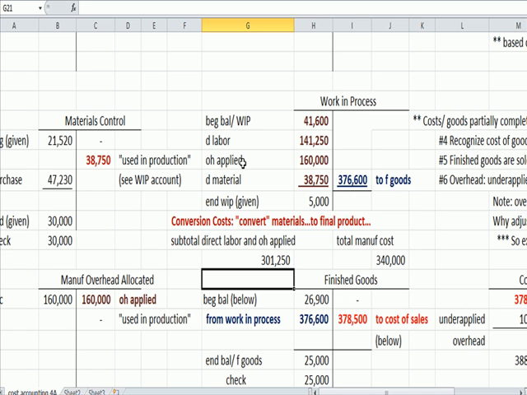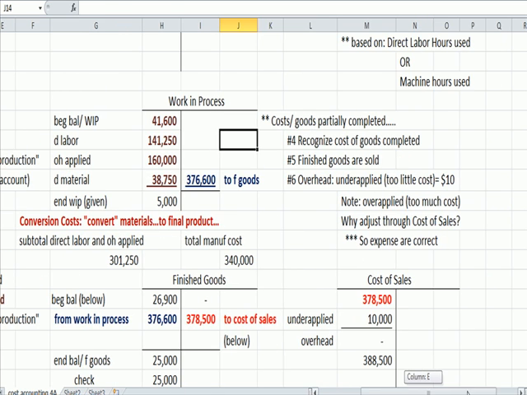We move from work in process. So we've talked about how work in process gets debited and increased. So now what happens in the next step? Well, the next step is that once we've recognized the cost of goods in process, the goods are going to be finished, which brings us to step 4.